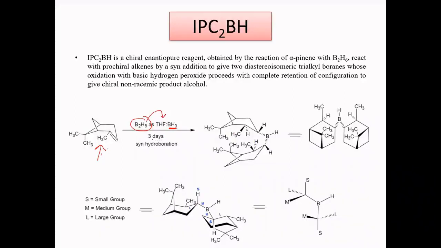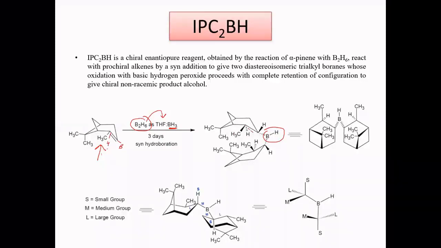And then this reaction takes place around in 3 days to get the syn hydroboration. You can see here this particular BH3. If you do remember in Midland reagent how we carried out the reaction, we added proton to this and then we added boron to this, right? The same thing is happening here. You can see here this double bond has become single bond.